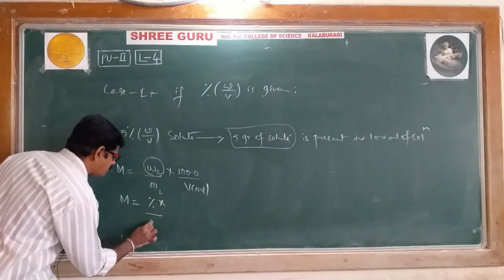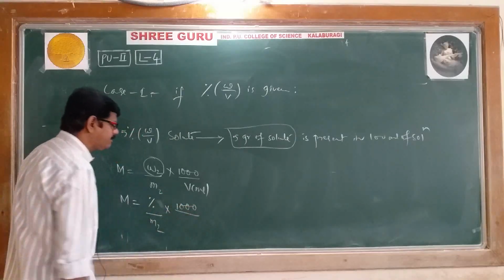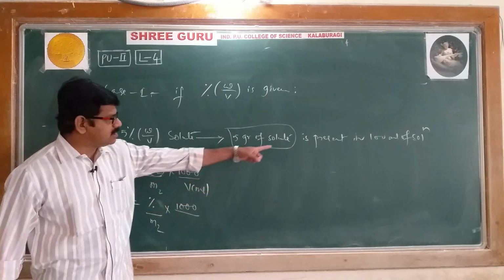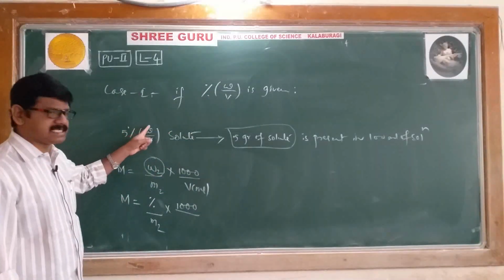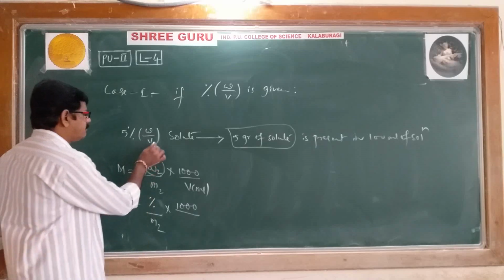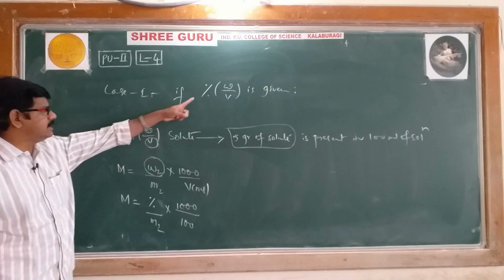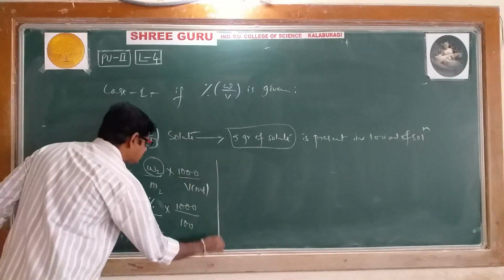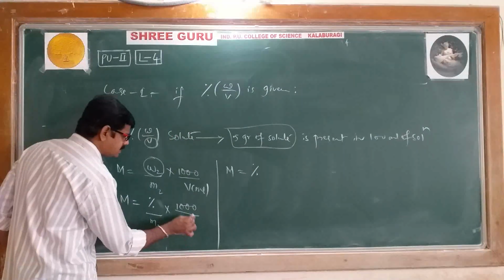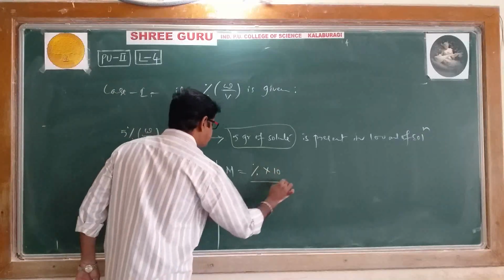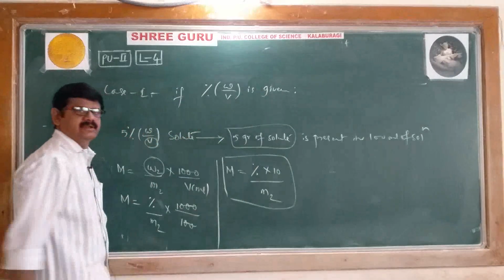Divided by, of course, the molar mass of solute, into 1000, divided by the volume of solution. The volume of solution is 100 milliliters. Why? Because the percentage W by V is given, so the volume of solution is fixed at 100 milliliters. If you simplify, 2 zeros cancel and only 10 is left. Molarity equals percentage into 10 divided by molar mass of solute is a direct formula.